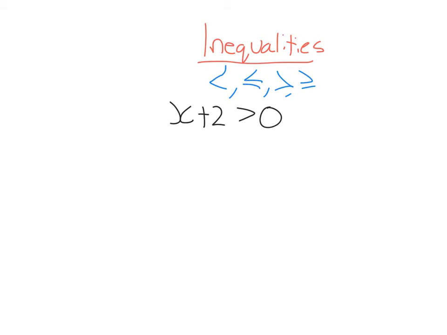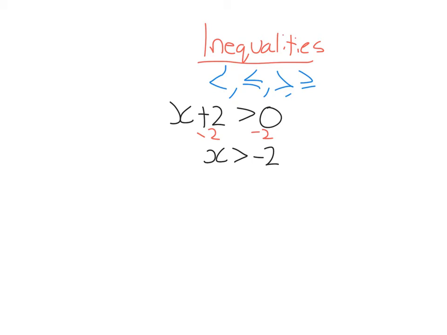Well, I'm just going to solve this like I would a normal equation. If it was x plus 2 equals 0, I'm just going to subtract 2 from both sides. And that's what I'll do here. And I get x is greater than minus 2. So I can substitute for x any number greater than minus 2, and that will make this a true statement.